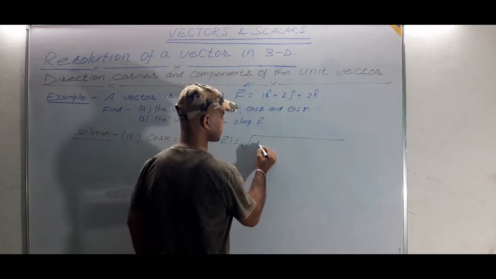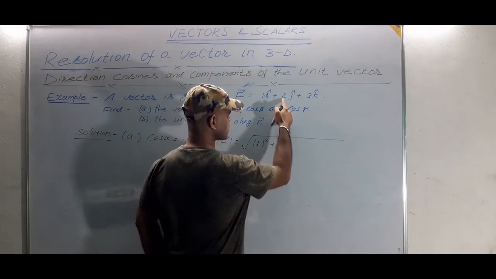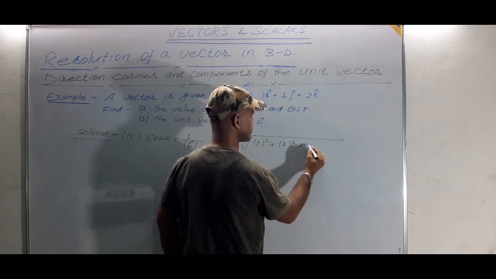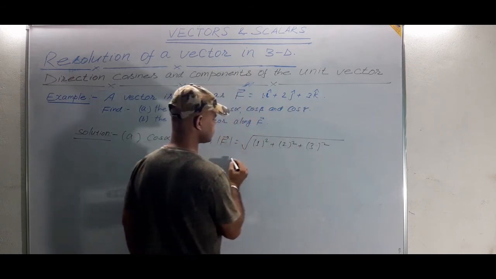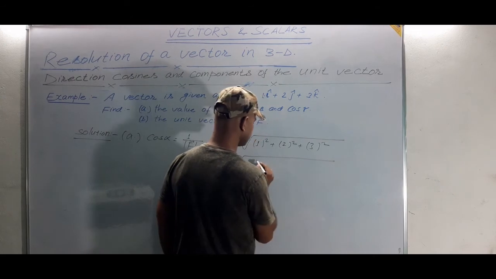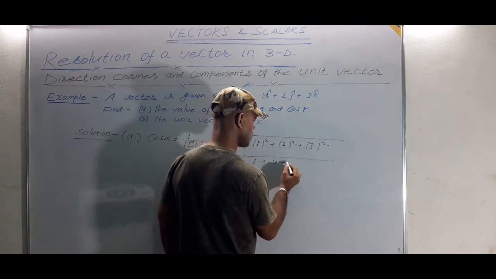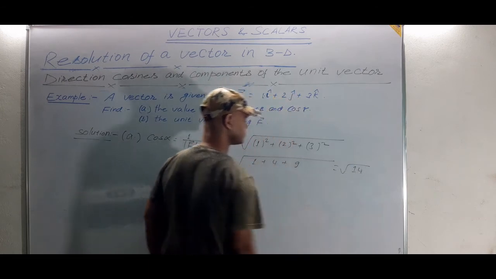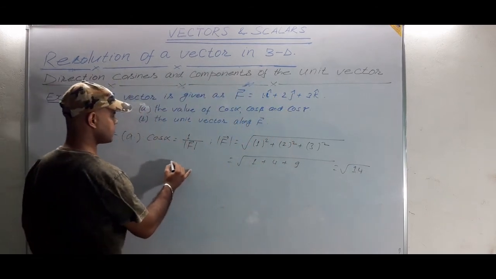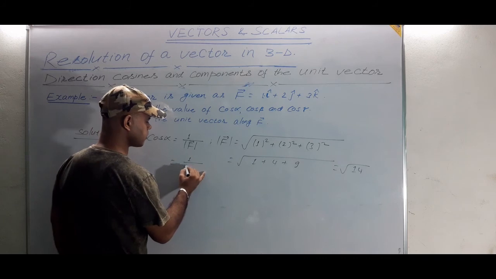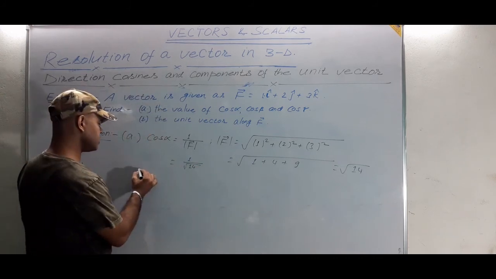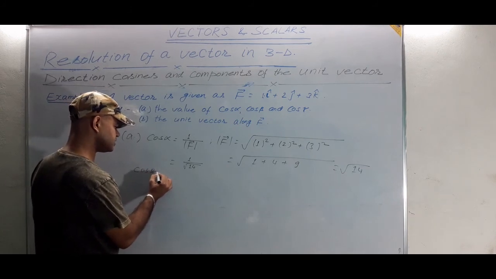X component is 1, so 1 squared. Y component is 2, so 2 squared. And Z component is 3, so 3 squared. So how much do you get? You get 1 plus 4 plus 9. So that is root 14. So cos alpha will be 1 upon root 14. Got it? Similarly, cos beta, direction cosine.